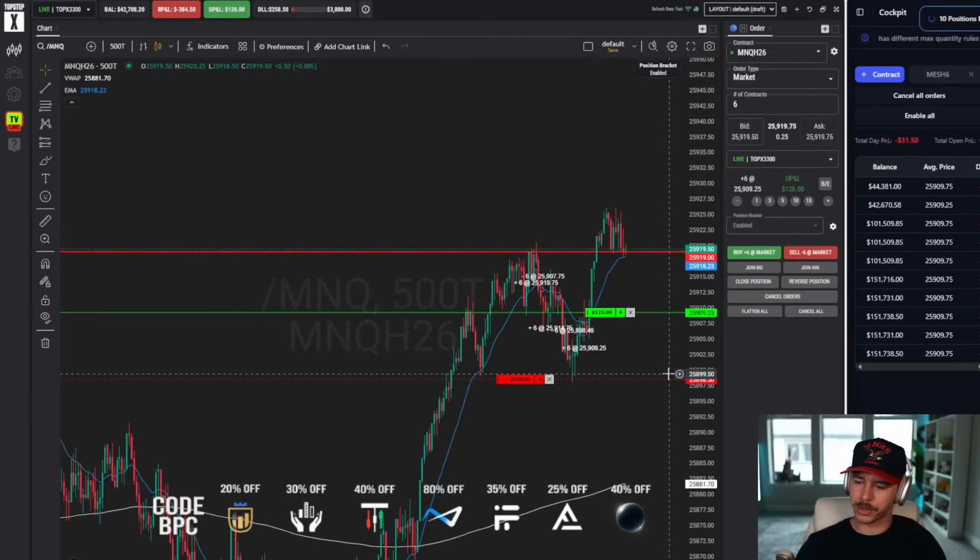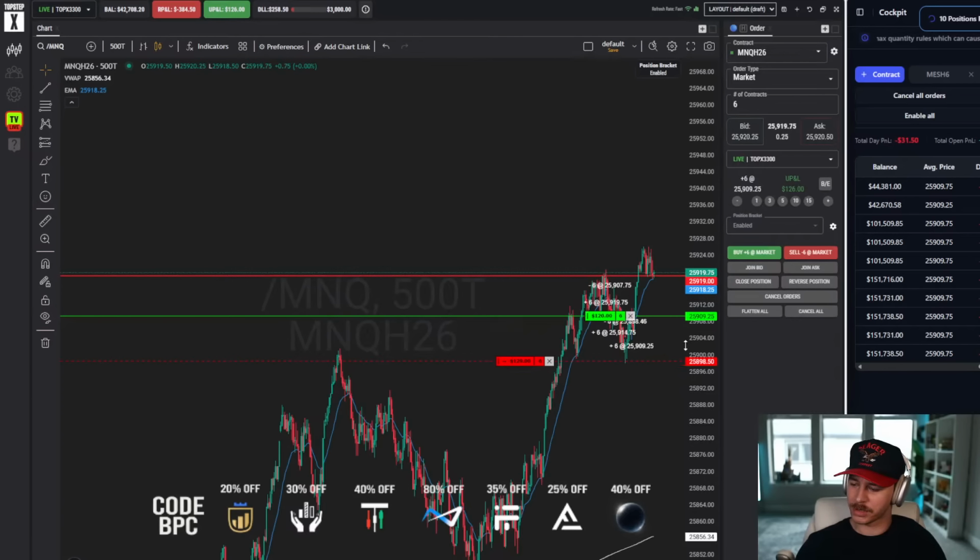I really hope we don't get stuck in a range here trying to catch this higher. That would suck.